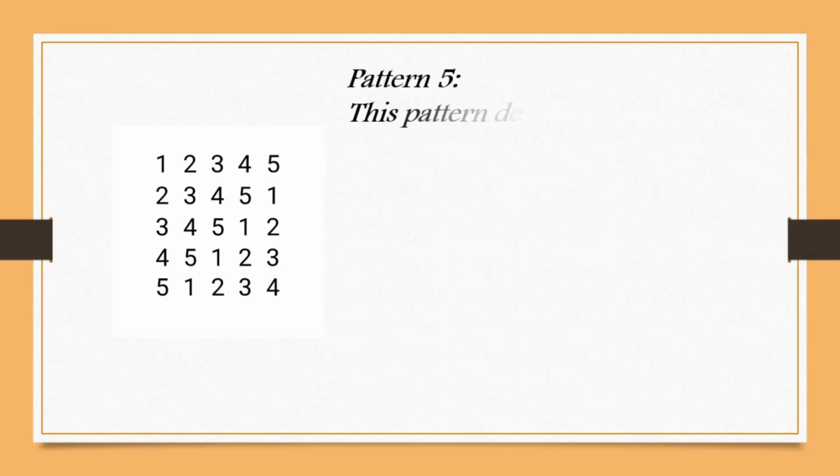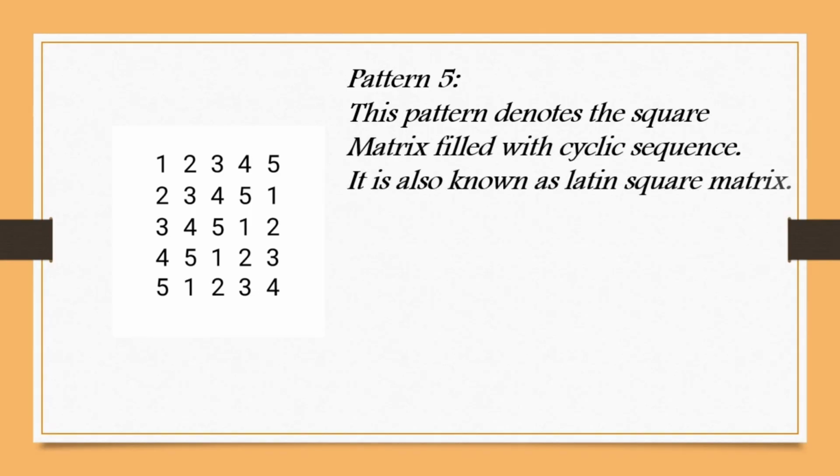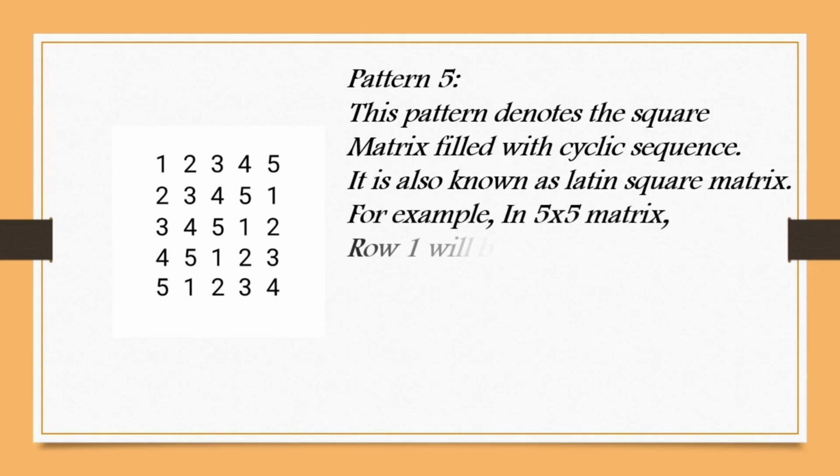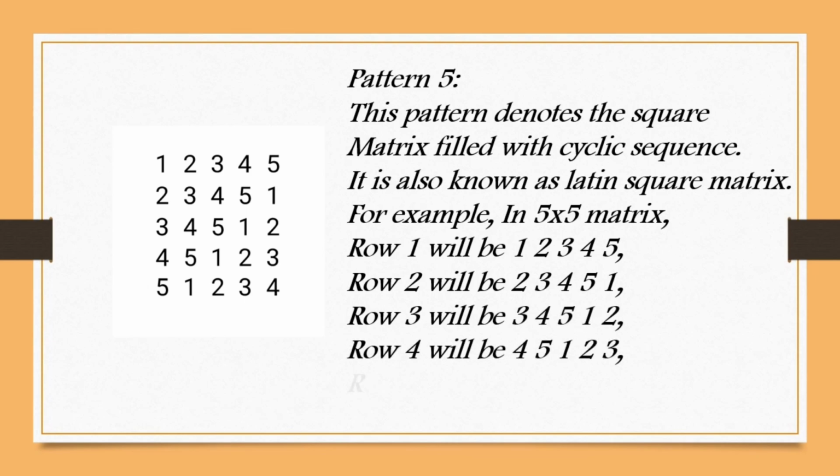Pattern 5. This pattern denotes the square matrix filled with cyclic sequence. It is also known as Latin square matrix. For example, in a 5 cross 5 matrix, row 1 will be 1, 2, 3, 4, 5, row 2 will be 2, 3, 4, 5, 1, row 3 will be 3, 4, 5, 1, 2, row 4 will be 4, 5, 1, 2, 3, row 5 will be 5, 1, 2, 3, 4.